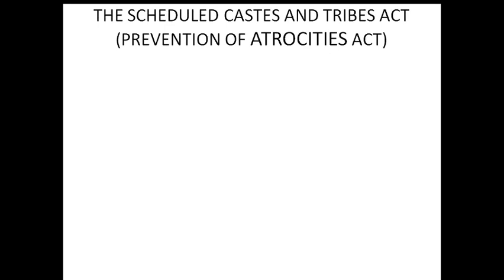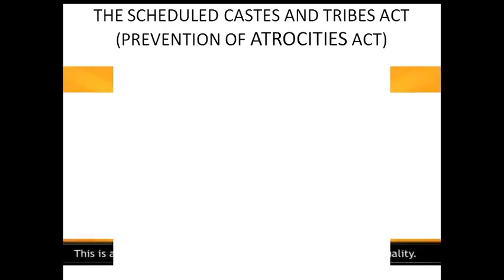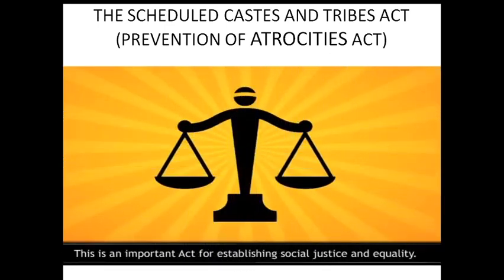Second, the Scheduled Castes and Tribes Act, that is the Prevention of Atrocities Act. This is an important act for establishing social justice and equality. The Prevention of Atrocities Act was passed to establish a society based on social justice and equality. This act prevents any injustice done to scheduled castes and scheduled tribes. And if anyone is found guilty of committing any such act, they are liable for punishment.